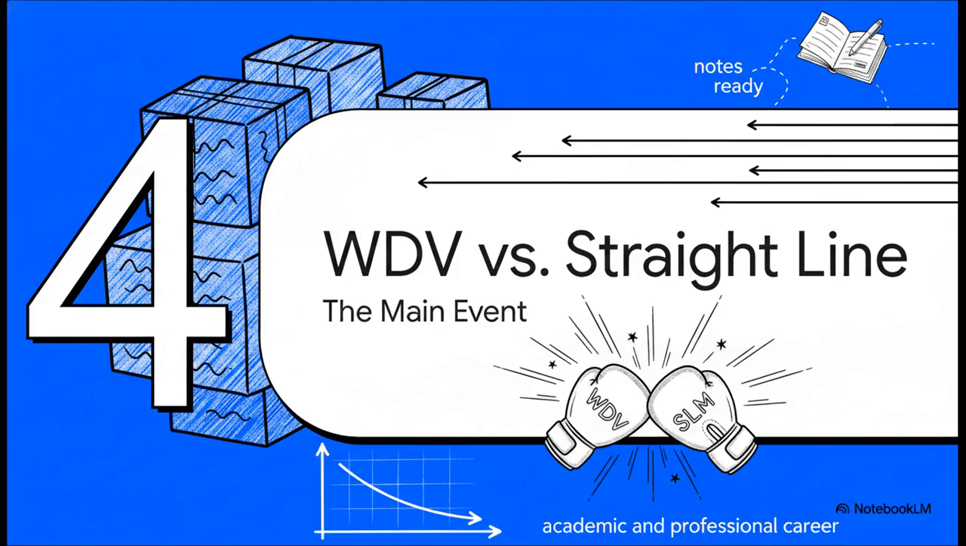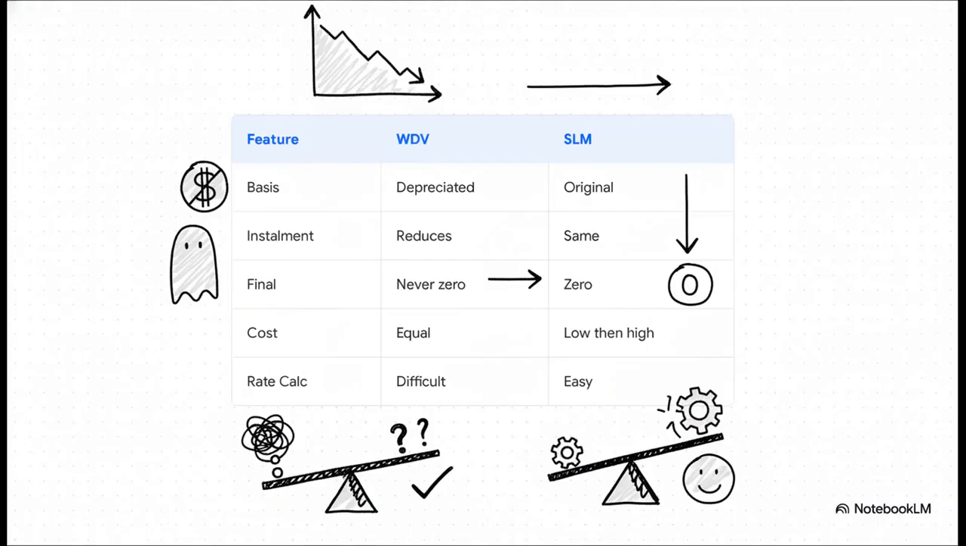The heavyweight bout. WDV versus straight line. Get your notes ready because this is your ultimate exam cheat sheet. We're contrasting how each method behaves across 5 critical battlegrounds. First, look at the basis of calculation. WDV is based on the continually written down value, whereas straight line is based strictly on the original cost. Second, the installment. WDV reduces every year, but straight line, the installment is exactly the same every single year.